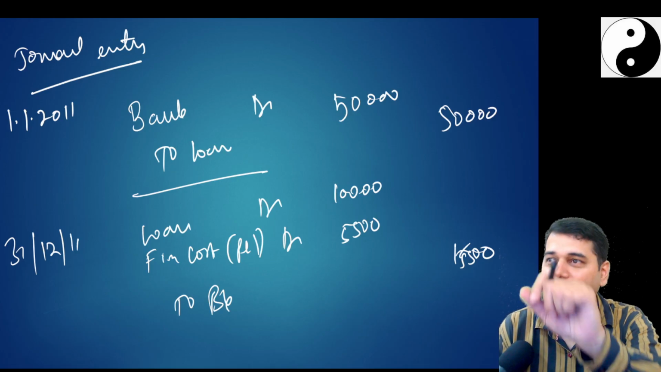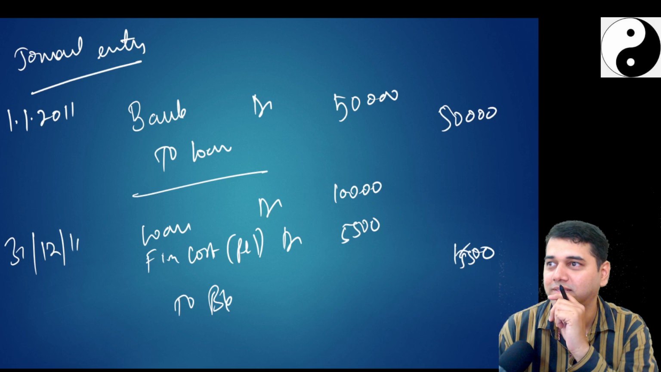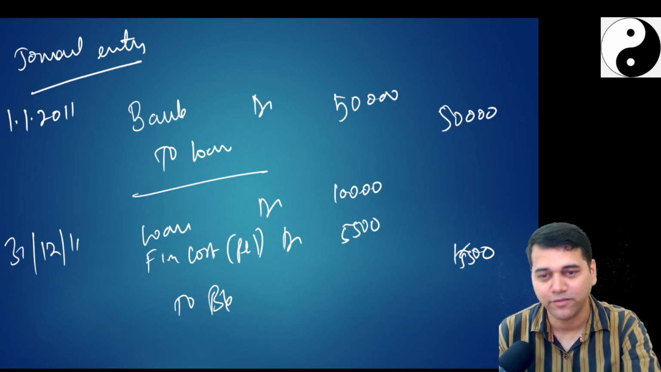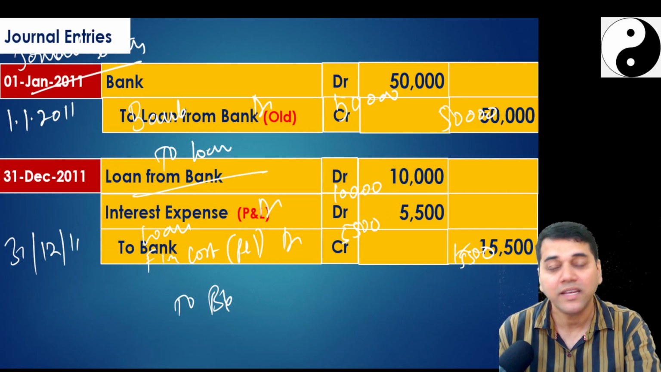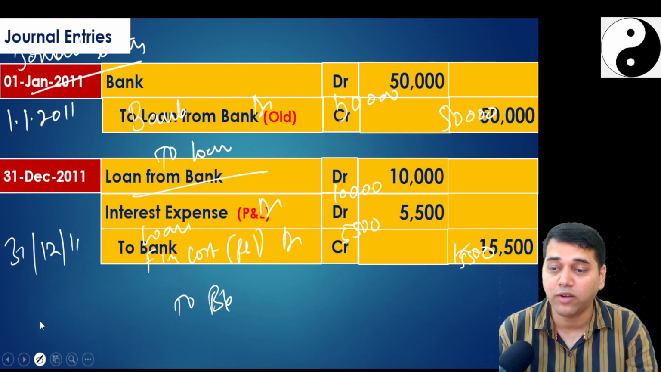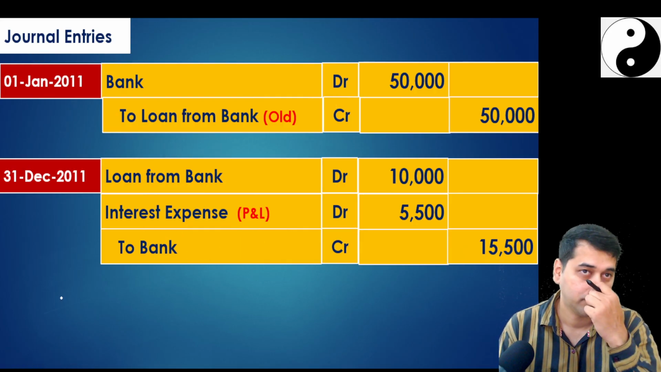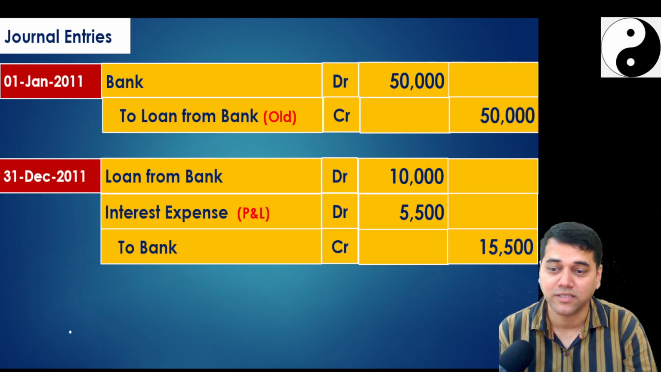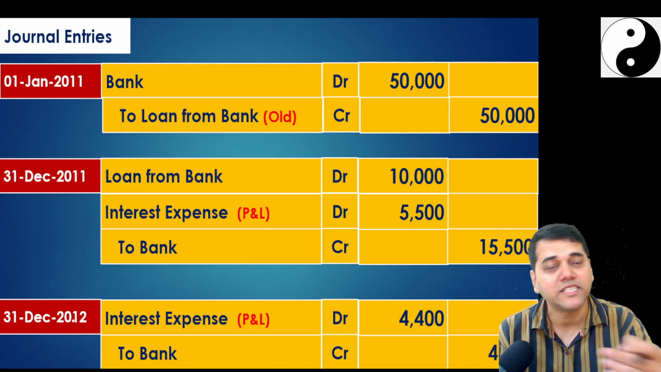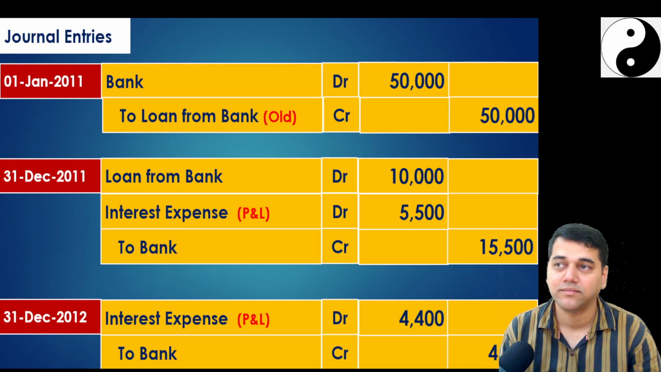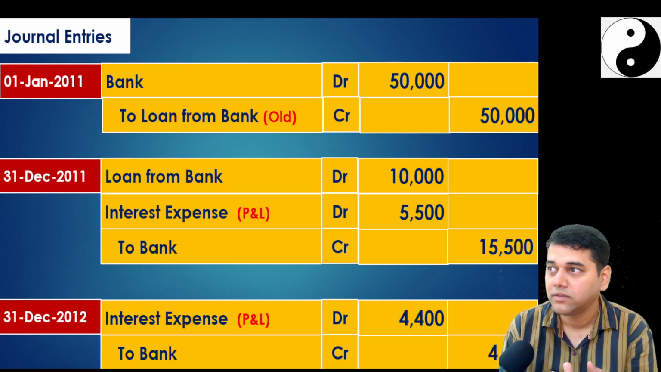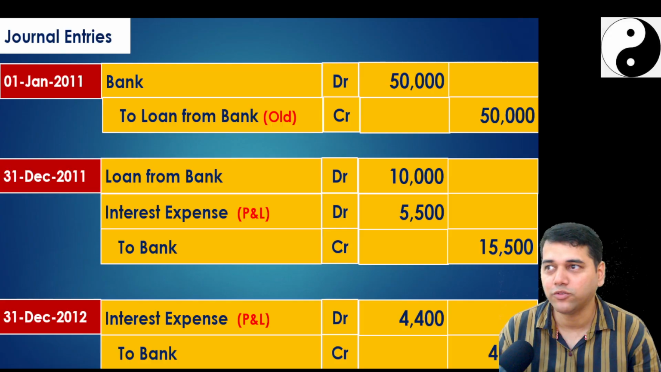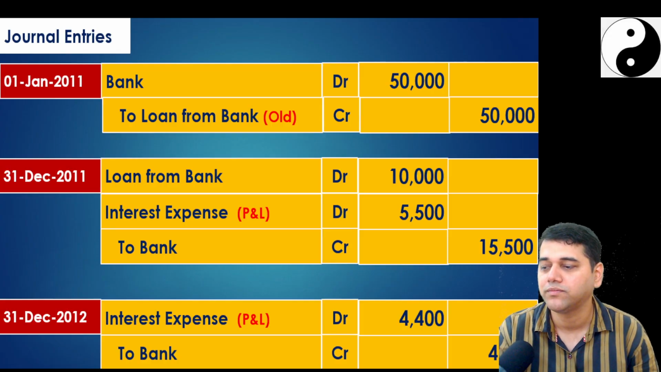Now comes one catch. Modification. Unnecessary, so I have to apply the test and all. Okay, are you clear about this journal entry? Then comes 31st December next year. What happens now? What entry will I pass on 31st December? Only interest. So I'll pass the entry, interest expense to bank. Whatever interest accrues, you can call it finance cost or interest expense. Only finance cost accrues. That to bank I will do.